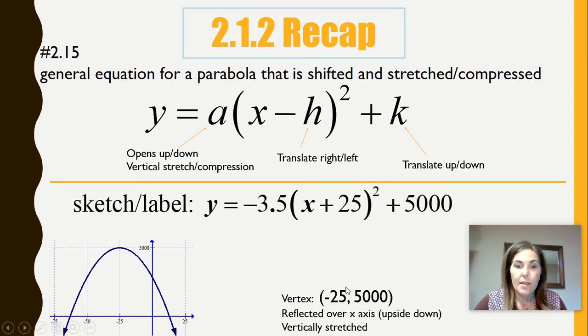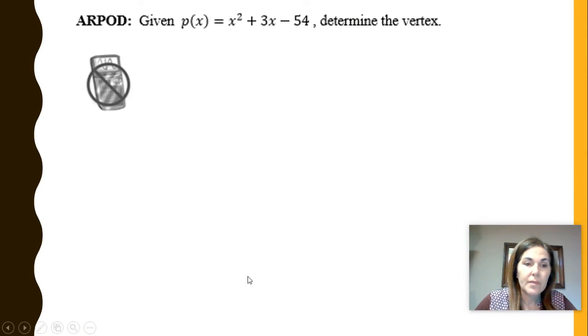So this is just a rough sketch. You can see my vertex here at negative 25 comma 5,000, and it is upside down. And I did not put any precise points on here. I don't know the exact x-intercepts, which we could get then with algebra. I just wanted a quick sketch to show you the direction that this is opening, etc.